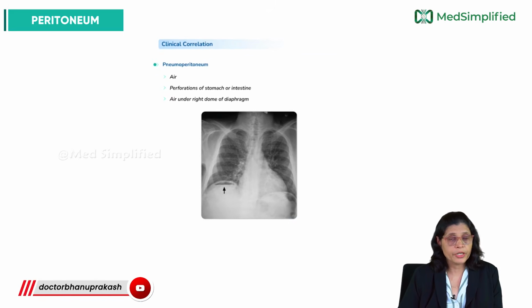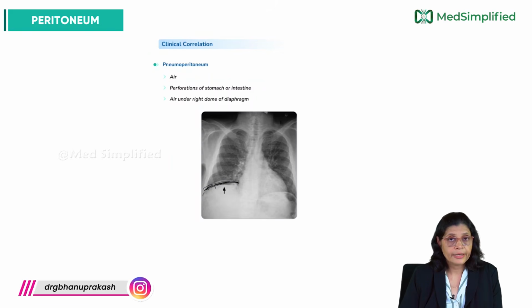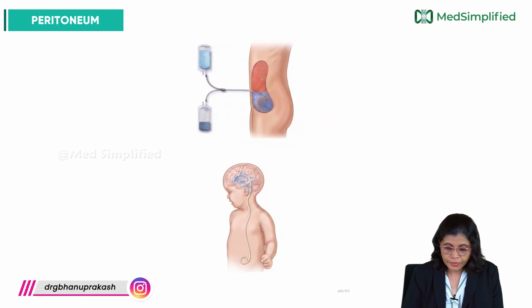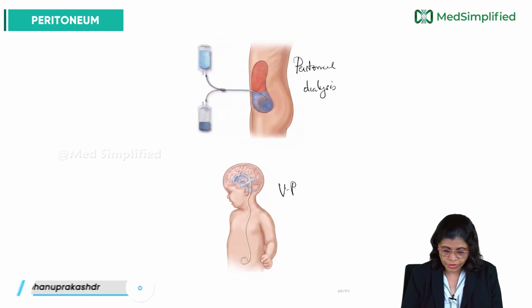So pneumoperitoneum is basically an air-filled peritoneal cavity. Perforation of the stomach or intestine can cause this condition, and we can see the air collected under the right dome of the diaphragm. This is how we will see it in an X-ray. Here the peritoneum is the site where we can perform peritoneal dialysis, as well as a VP shunt procedure.